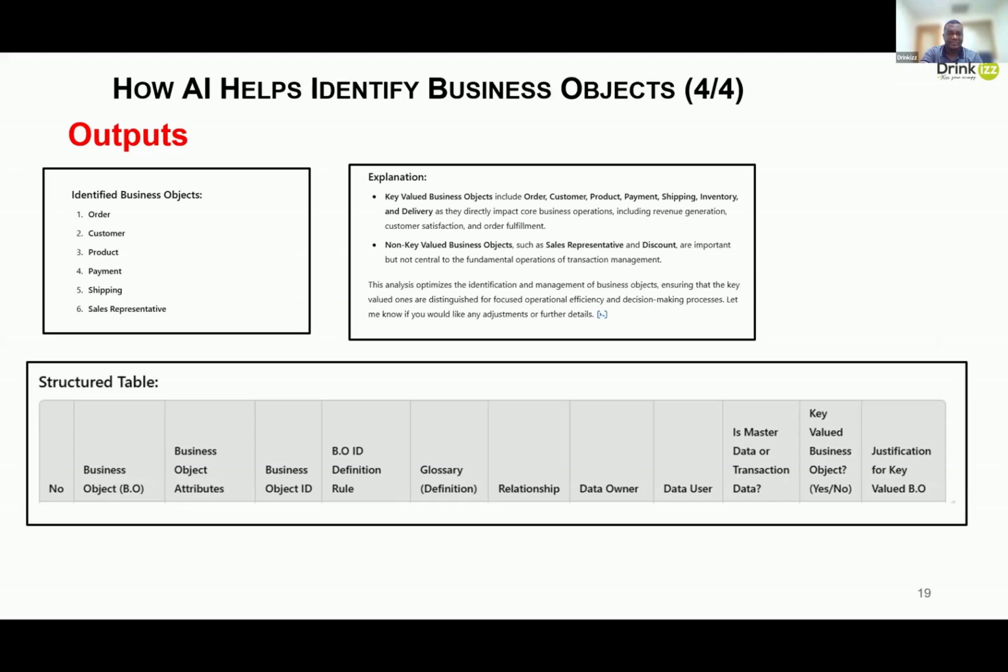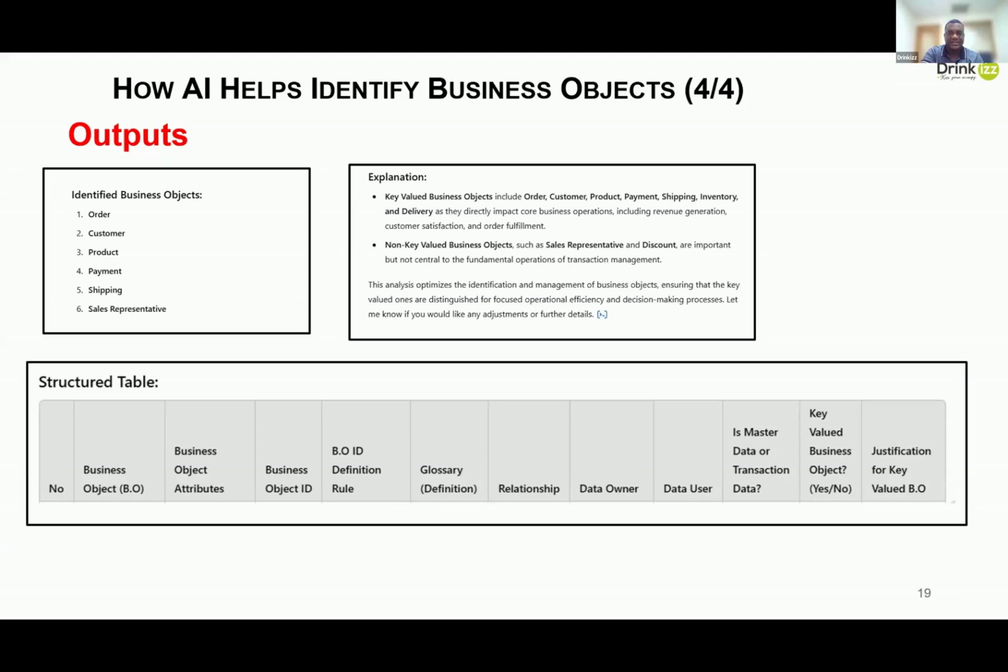So we have number, business object, business object attribute, business object ID, business object ID definition, role, and glossary definition, which is the definition of the business object. Relationship: for each business object, we need to list down all of the relationships that this business object has with other business objects. The data owner is the people or the department that owns this business object. The data user is the user that will use this business object.